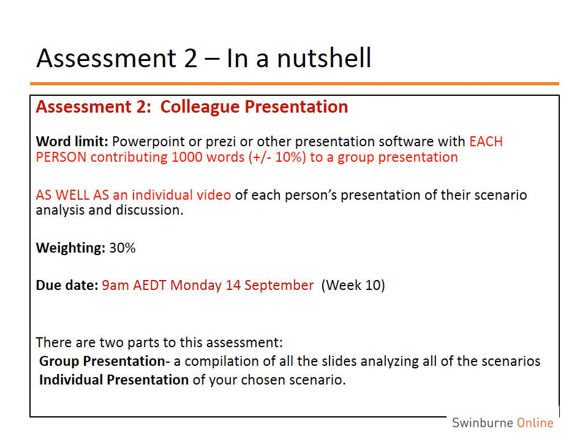Let me repeat again, there are two parts to the assessment. The first is the group presentation, which is a compilation of all the slides analyzing all the scenarios, and the second is your individual video presentation in which you actually present to us your portion of the group presentation.